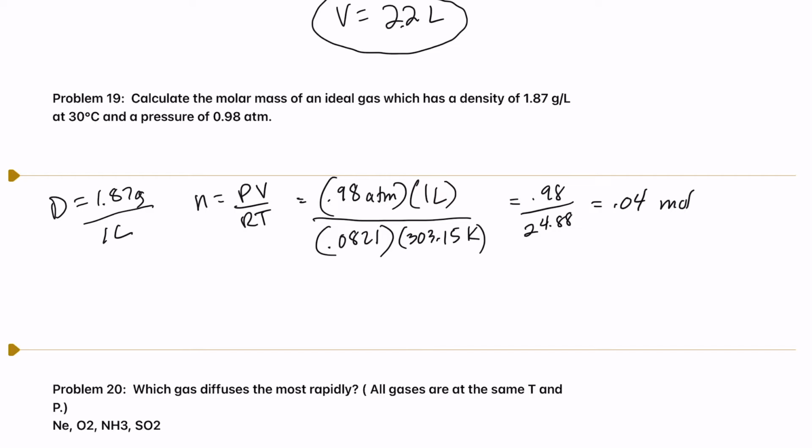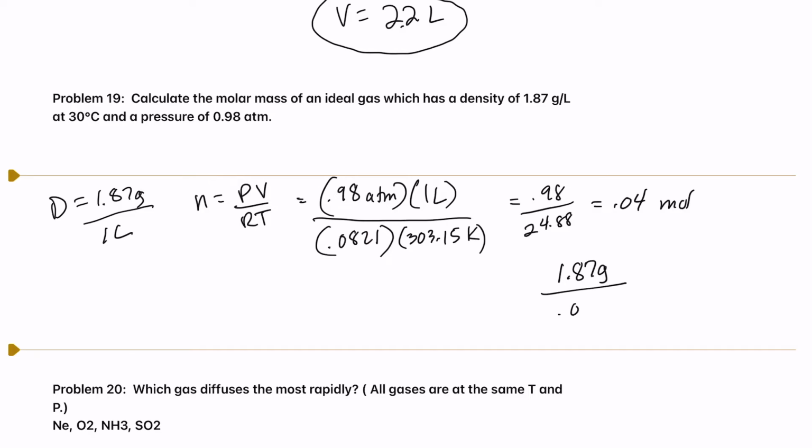Remember, we were using grams per liter, and we were working with an assumption of a 1 liter volume. And so if we would have had just 1 liter of this substance, it would have provided us with 0.04 moles. However, according to density, that same liter also has a mass of 1.87 grams. And so now we can calculate our 0.04 moles has a mass of 1.87 grams.